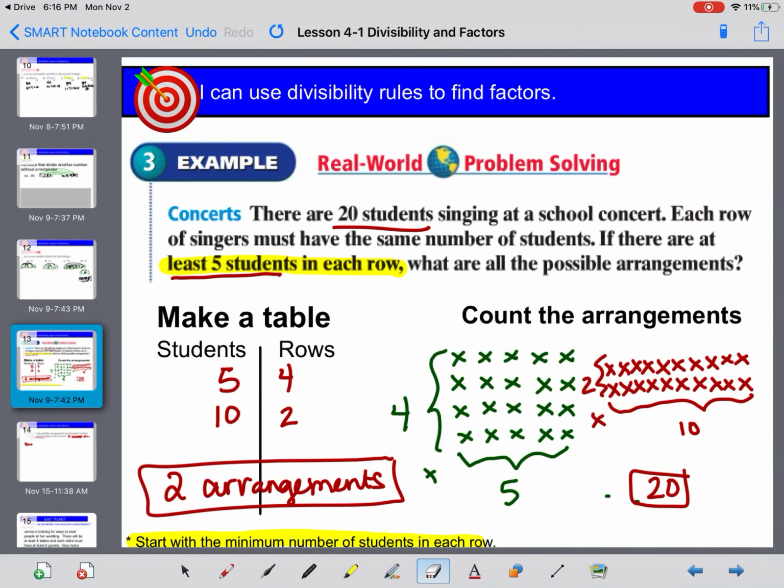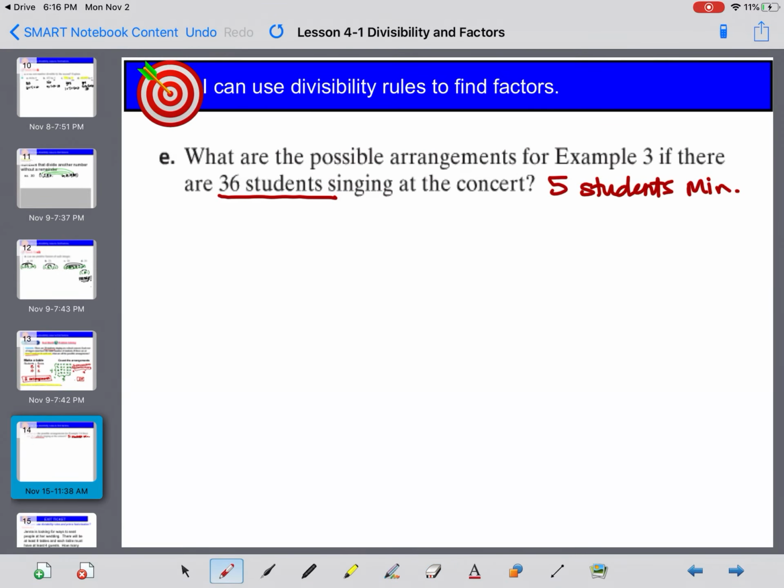Showing the number of students and how many rows. And other people like to do a diagram. I'm not sure which one you are, but let's try it. Let's start with the first one. This time we're going to start with the table.